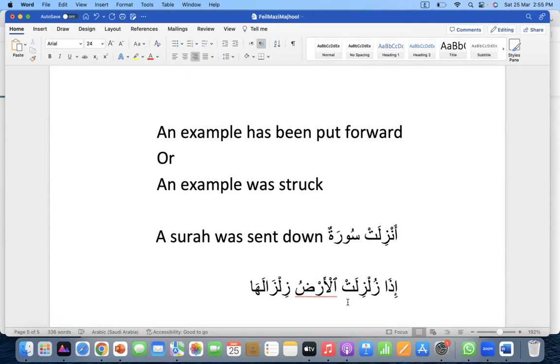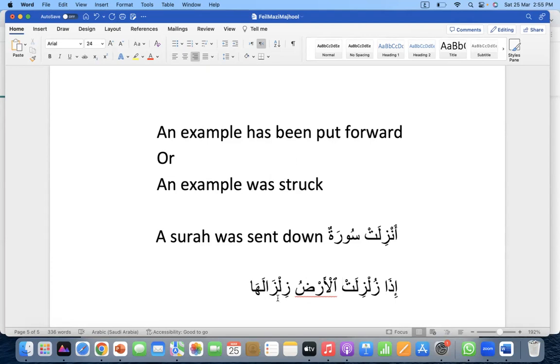Now, the question is why zulzilat is there. Why not zulzila? Why did Allah subhanahu wa ta'ala use the feminine version here? Because al ardu, the naibul fail, is feminine. Ardu is feminine because the Arabs said so.